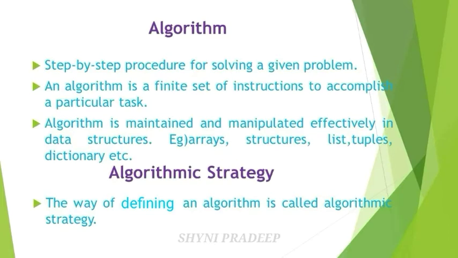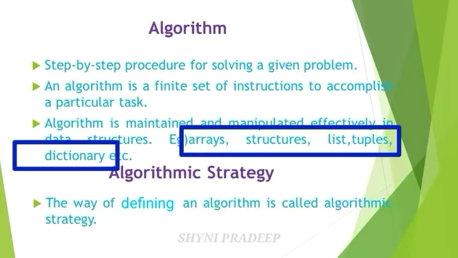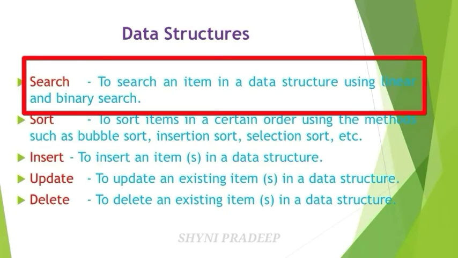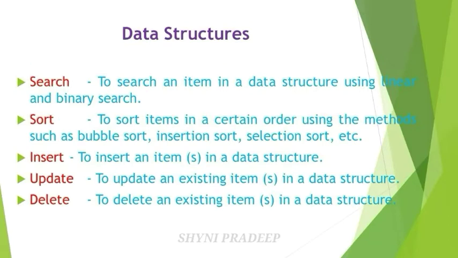The examples for data structures are arrays, structures, list, tuples, and dictionary. All of these can be stored in a data structure. By using a data structure, you can search, sort, insert, update, and delete data items. So how will you search the data items in a data structure? Using linear and binary search, you can search the data items.